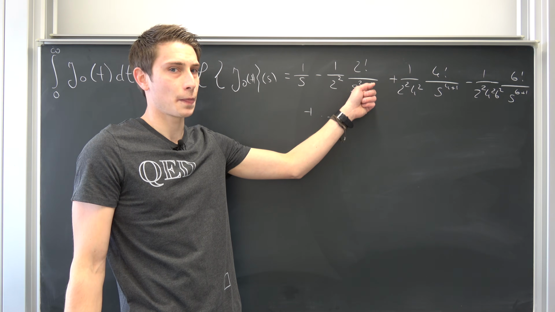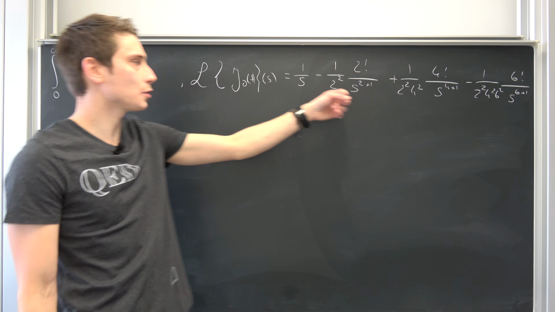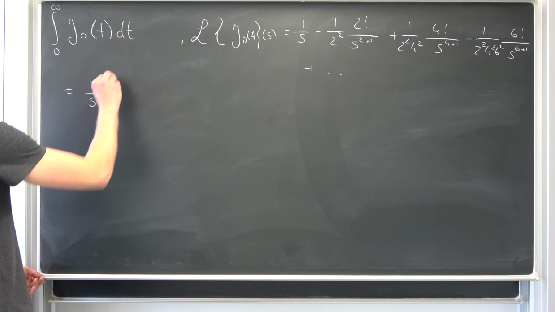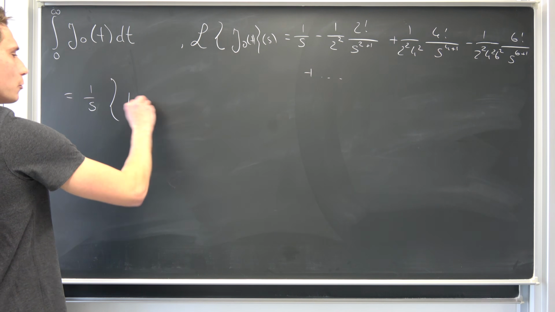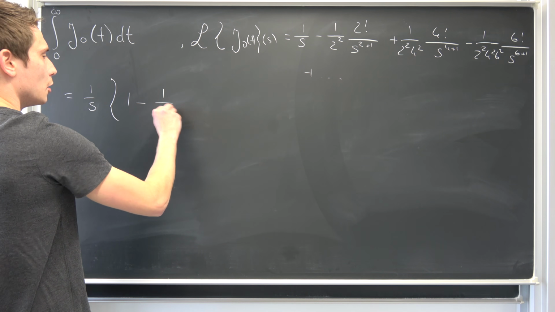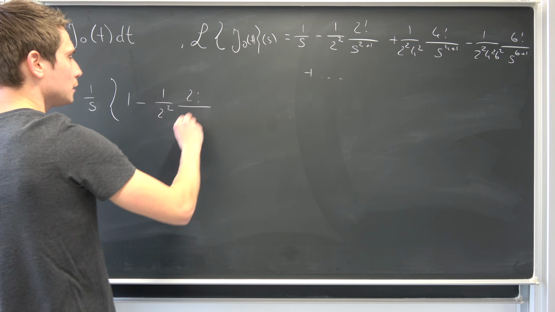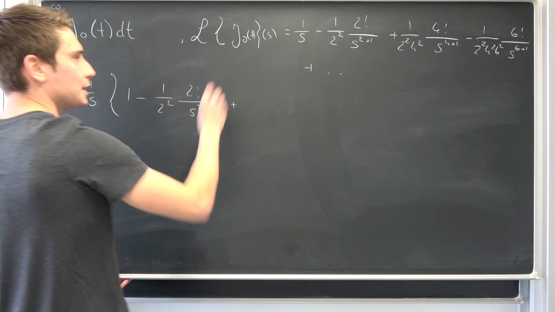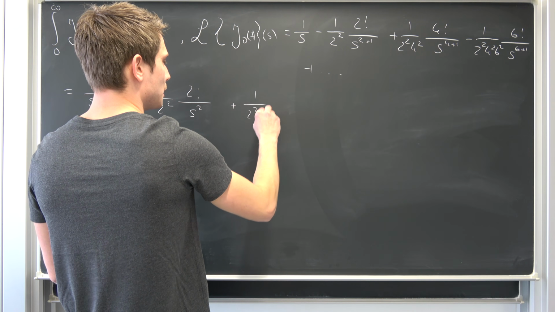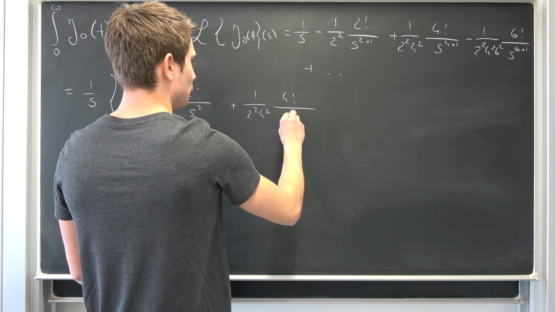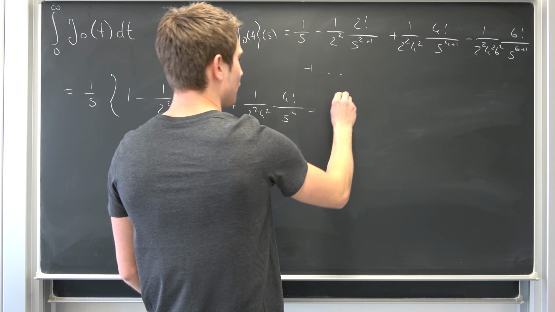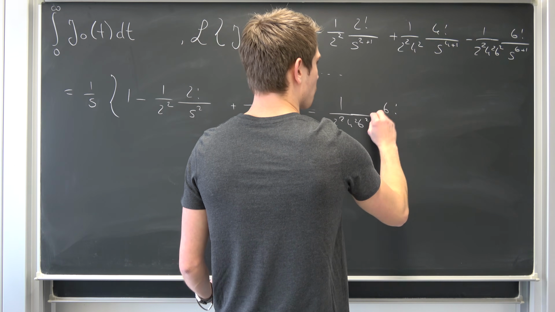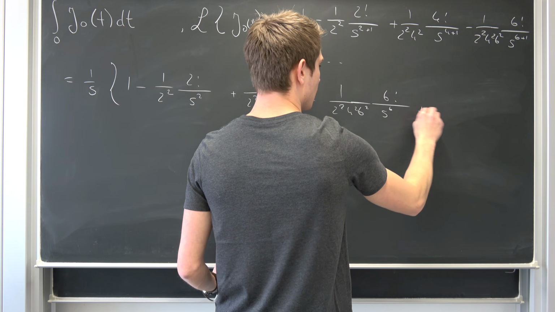I've put it like this, with this plus 1 up here in the exponent, because we actually have a common factor, 1 over s right here. So this is nothing but 1 over s times 1 minus 1 over 2 squared, 2 factorial over s squared, plus 1 over 2 squared, 4 squared, 4 factorial over s to the 4th power, negative 1 over 2 squared, 4 squared, 6 squared, 6 factorial over s to the 6th power, dot dot dot.